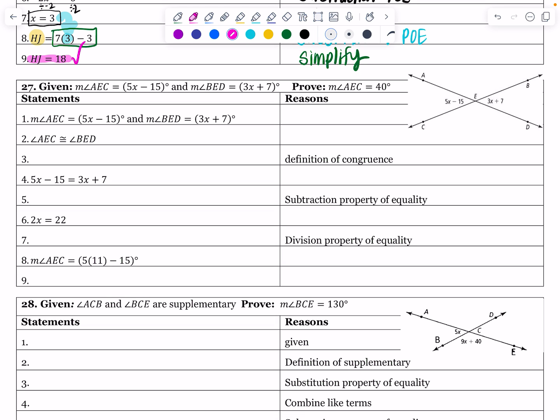All right, everyone. Yay, we've reached proof 27 and 28. This is fun. We're having fun.